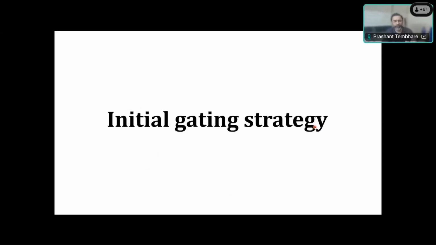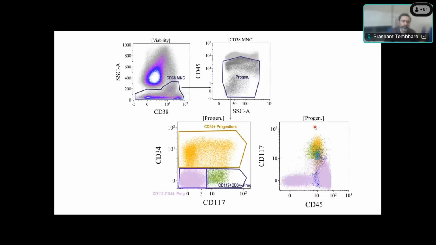And just to show briefly what kind of initial gating strategy we use. We start with a mononuclear cell gate. We identify mononuclear cells by using CD38 because it separates granulocytes very well. Once you identify mononuclear cells and exclude all granulocytes, because we know the disease does not have high side scatter, then you take these cells and identify the progenitor region by excluding the CD45 bright cell population. And then once you have these progenitor cells out of mononuclear cells, you form 3 clusters.